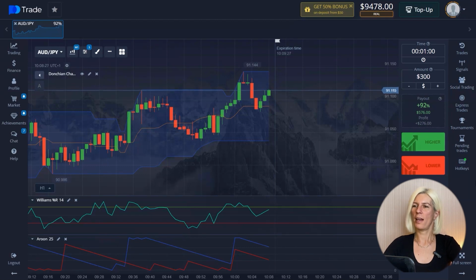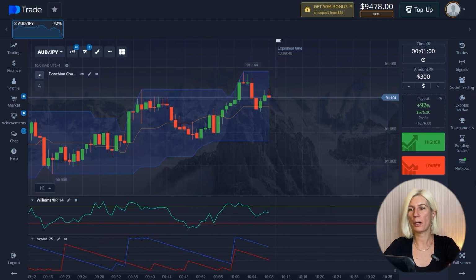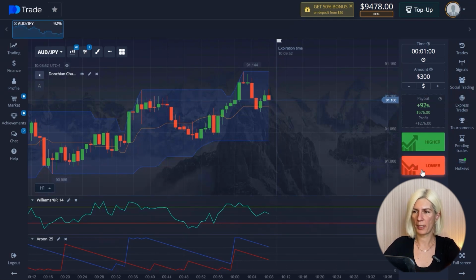For example, there is a shallow correction, that is, when we have a small movement, less than 50% of the previous movement. There is a normal correction. This is when we have a movement up to about 50% of the previous movement. Also, the correction is deep when we have a reverse movement that is more than 50% of the previous movement, right up to its beginning.